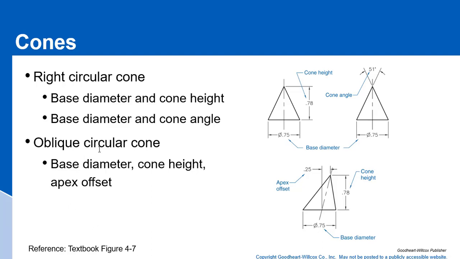Now, if you have an oblique circular cone, you need the base diameter, the cone height, and the apex offset. So: base diameter, cone height, apex offset.